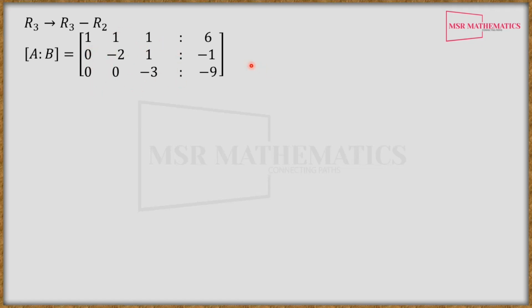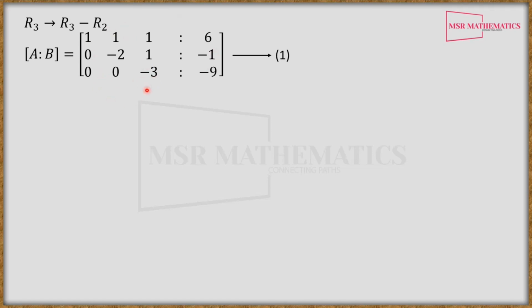Call this equation number 1. To obtain the rank of a matrix, we have to reduce this to a 1. Here also we have to reduce this to a 1. For that we can divide this row by minus 2, and here we can divide this row by minus 3. We obtain the rank of the matrix.